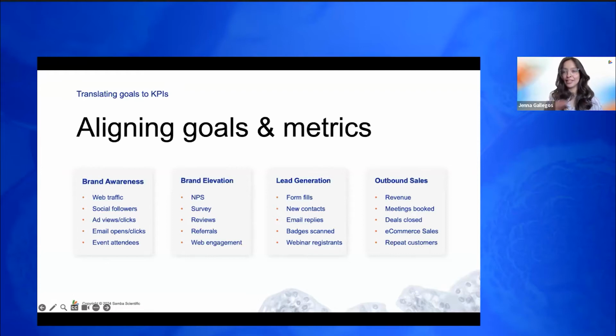And then outbound sales, this is the most sort of bottom of funnel metrics. Of course, outbound sales are going to translate into revenue. You can also track meetings booked, deals closed. If you're actually selling a product through e-commerce, sales can be tracked directly, and then repeat sales from existing customers.